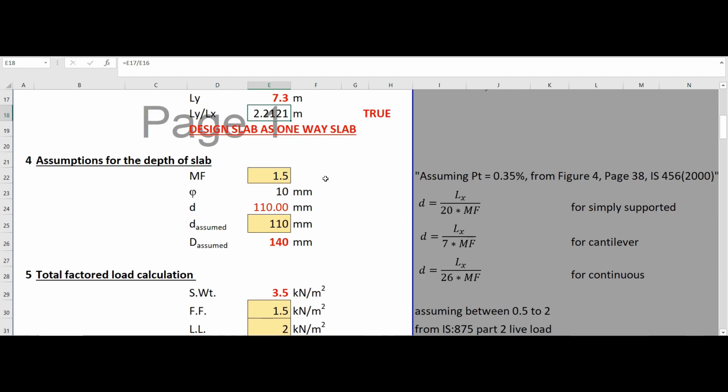Now we will assume the value of pt, the percentage of tension reinforcement, as 0.35%. If we assume pt as 0.35, we can get the modification factor from figure 4 given on page number 38 of IS 456-2000. So we get the modification factor from the graph as 1.5.